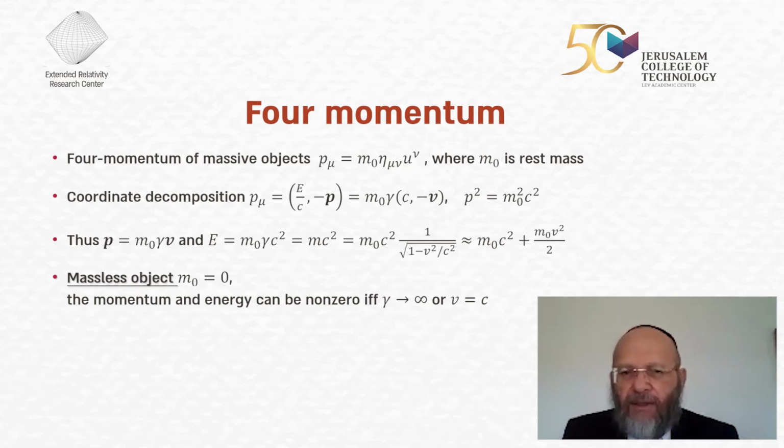So if gamma is infinity, when is gamma infinity? Look at the definition of gamma, this expression. When can this be infinity? Only when v squared is c squared. That means any massless object must move with the speed c with respect to any inertial frame.